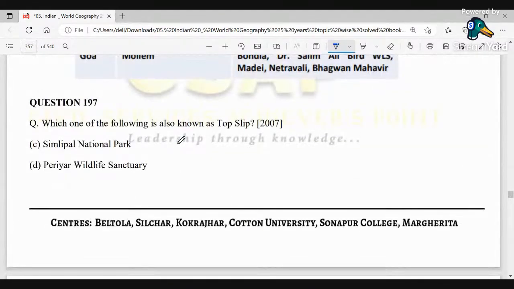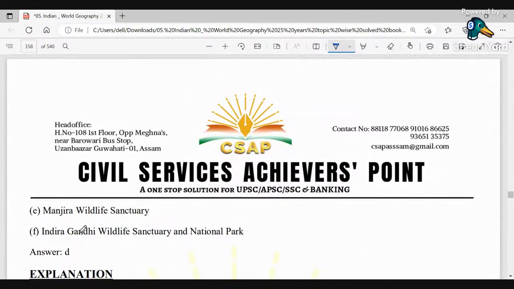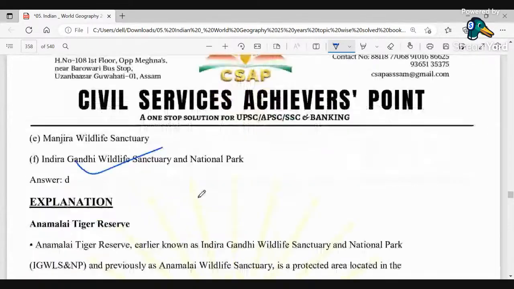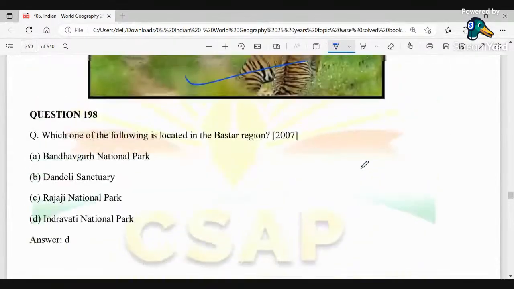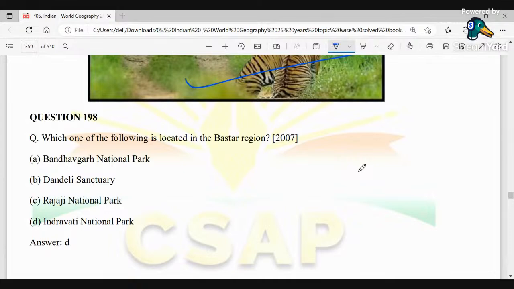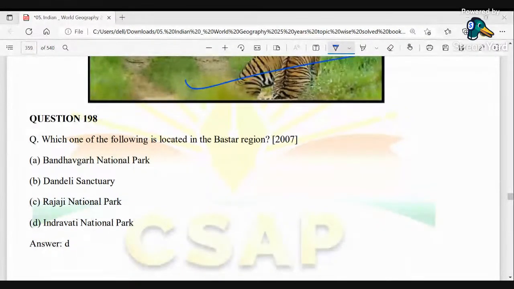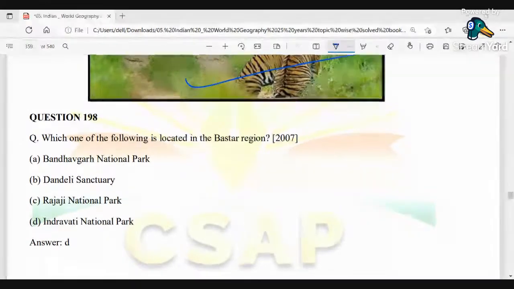Which of the following is also known as Top Slip? It's basically D, that is Indira Gandhi Wildlife Sanctuary and National Park. Okay, so this is one. Which of the following is located in the Bastar region? It's Indravati National Park, that is located in the Bastar region. Okay.